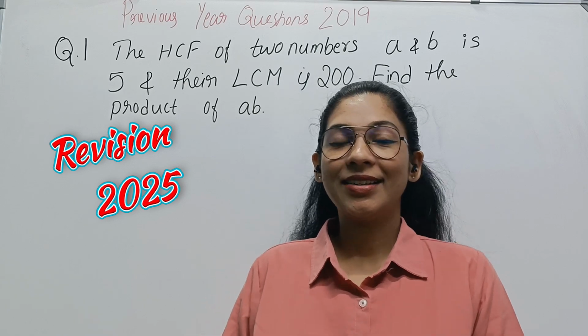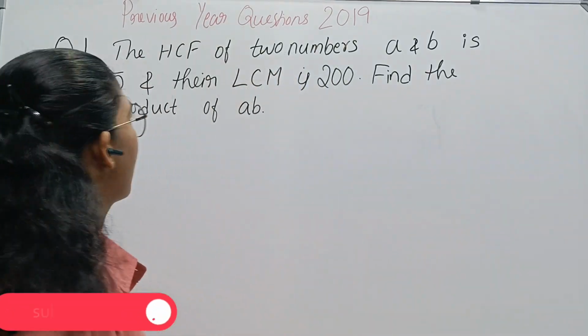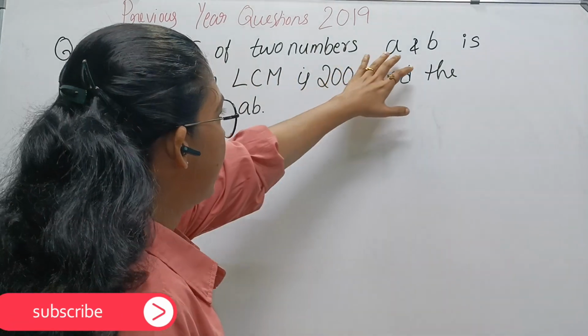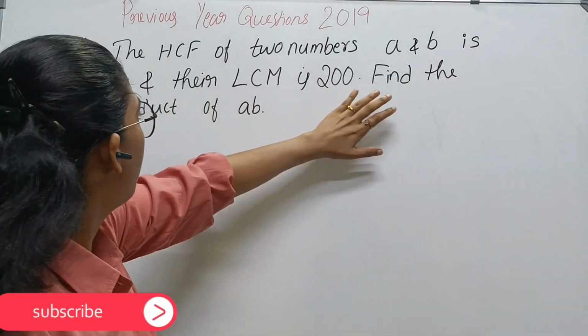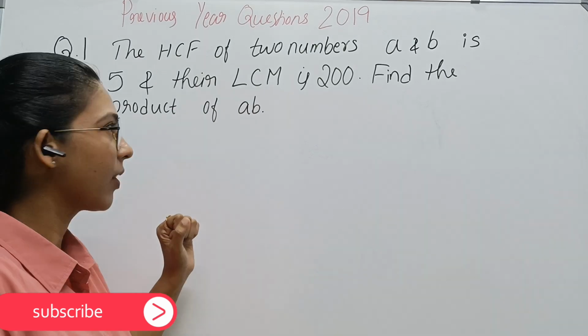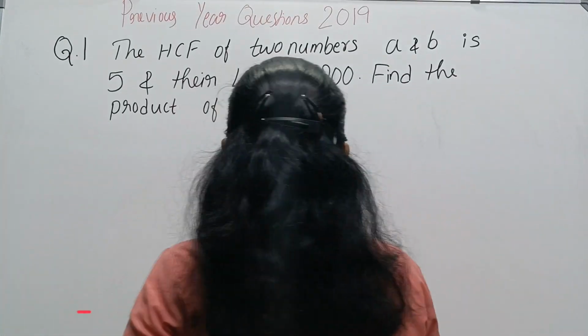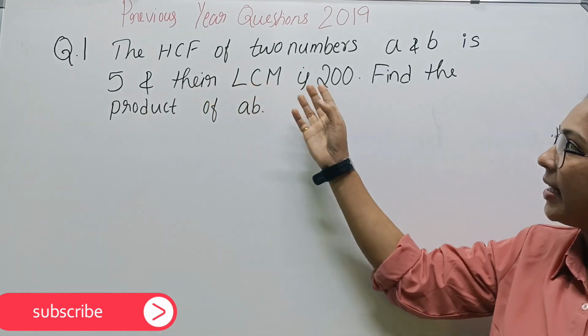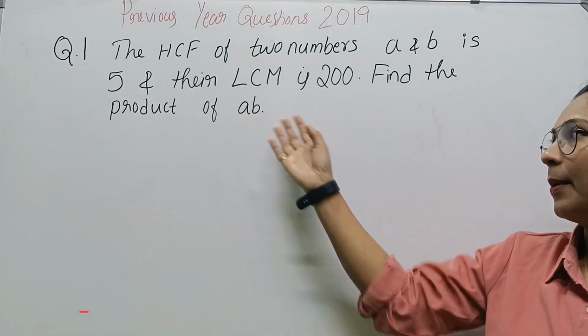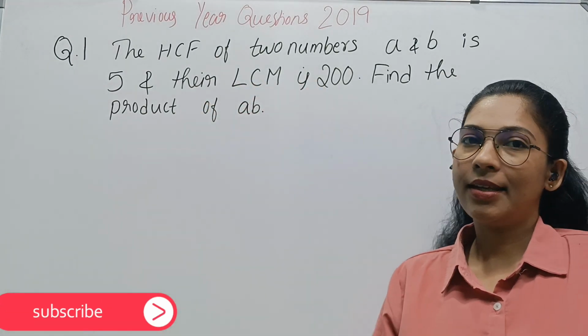Okay, so let's start. The first question is: the HCF of two numbers A and B is 5 and their LCM is 200. Find the product of A and B. So this is the question.